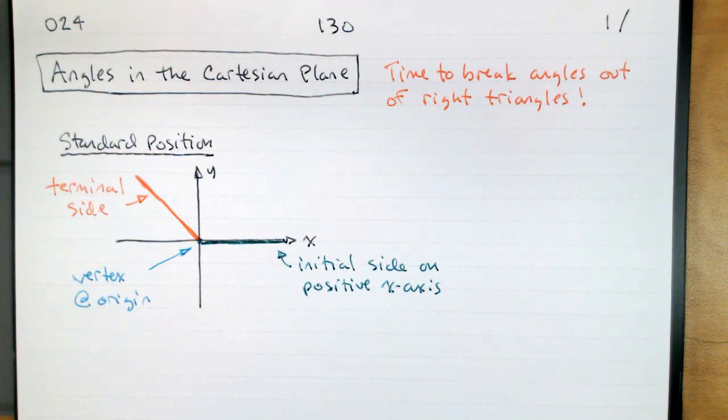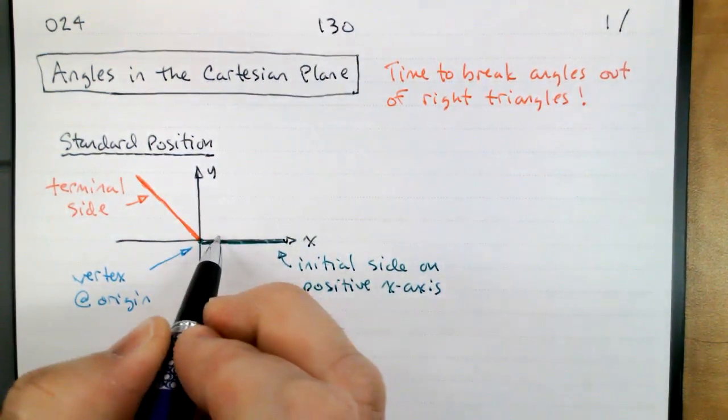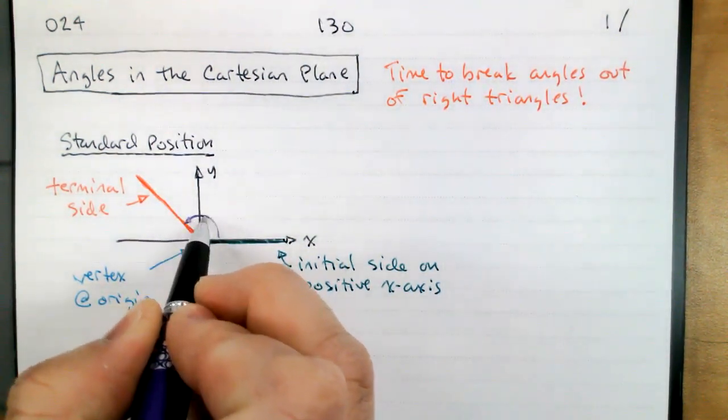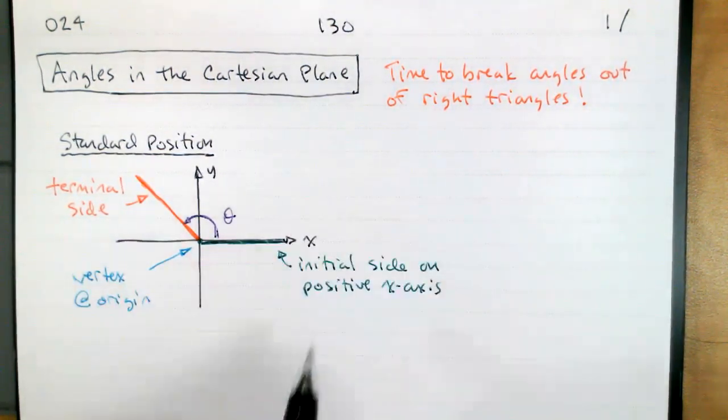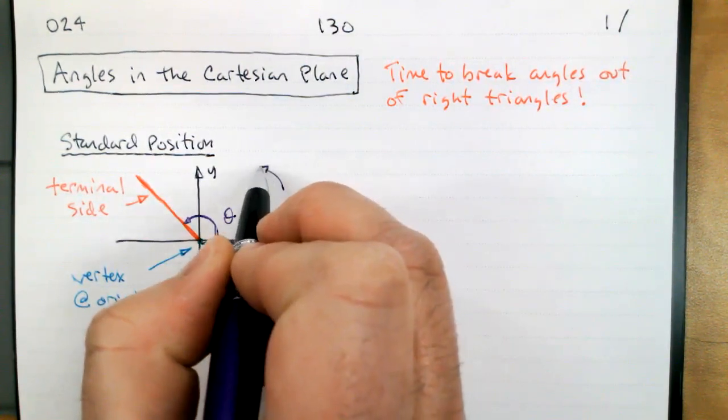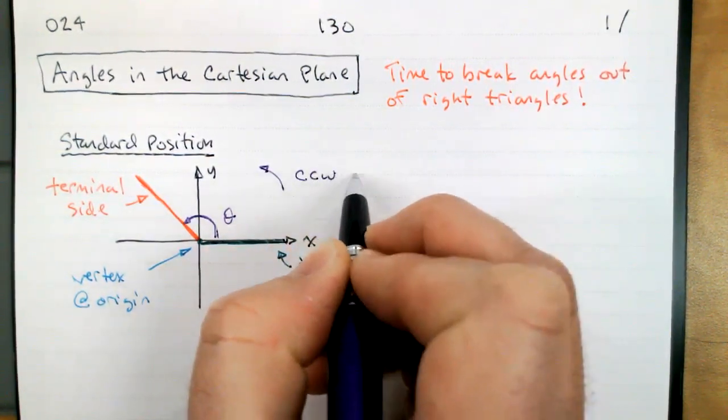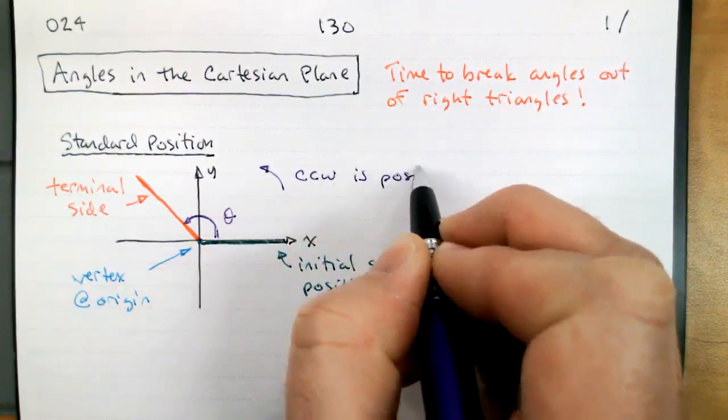So there's an initial side that we'll always put on the positive x-axis, and then we'll spin towards the terminal side. Where those two sides meet is the vertex, and that will be at the origin for standard position. The other aspect that we have to remember is that counterclockwise is the positive direction. So here is where we would label the angle theta. And we're going to remember that counterclockwise is positive.